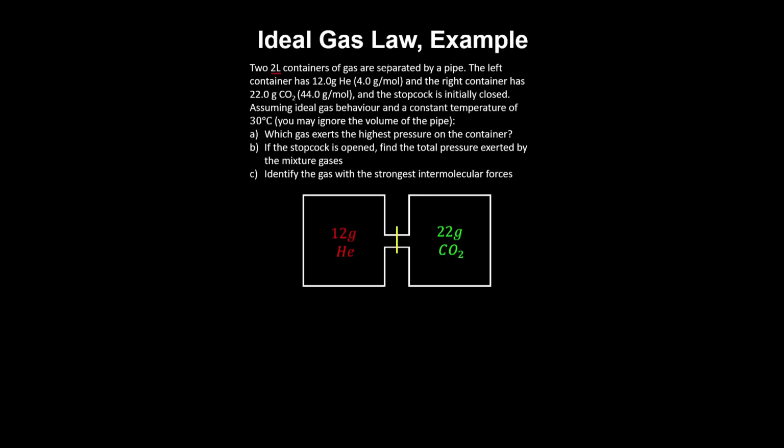Two 2-litre containers of gas are separated by a pipe, and the left container has 12 grams of helium with the following molar mass, and the right container has 22 grams of carbon dioxide with the following molar mass. And the stopcock is initially closed.